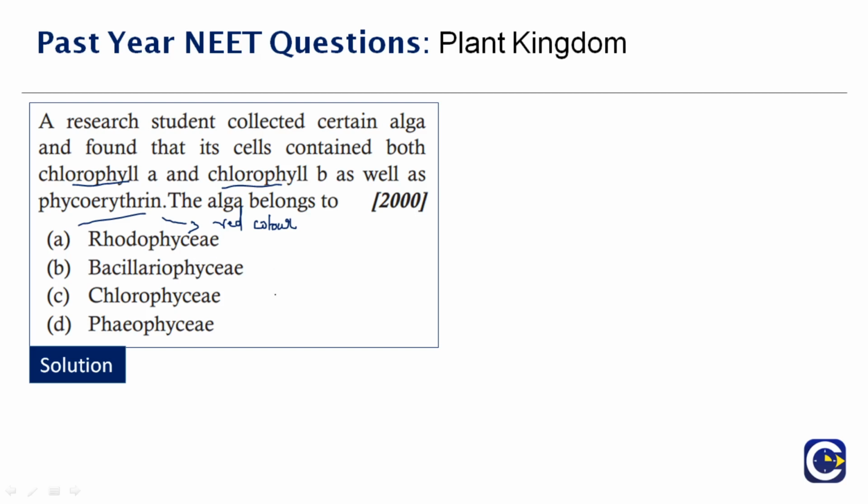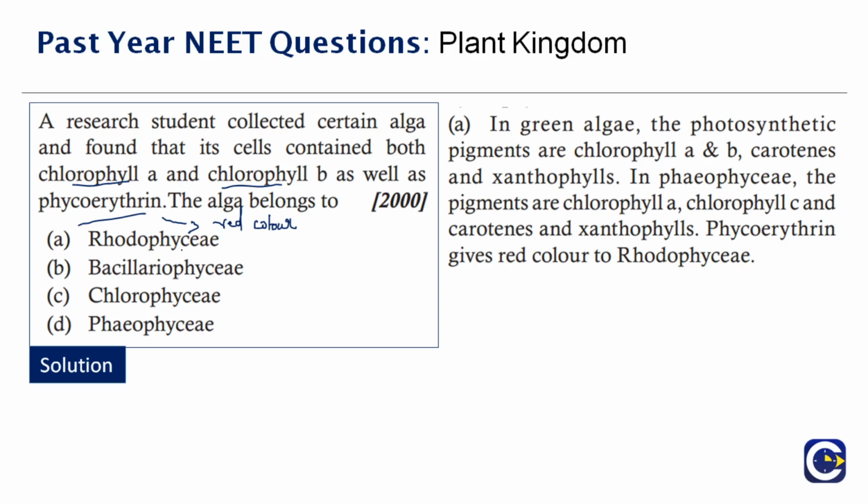Out of these options, Chlorophyceae and the like are green algae. Phaeophyceae belongs to brown algae. So due to the presence of phycoerythrin in the question, the correct answer is option A, Rhodophyceae. Option A is the answer.